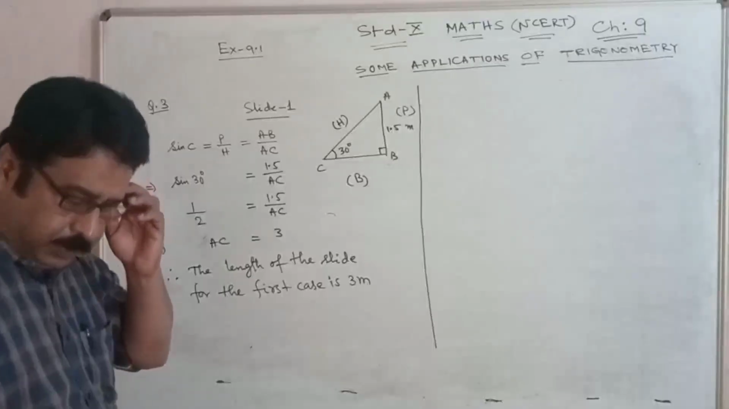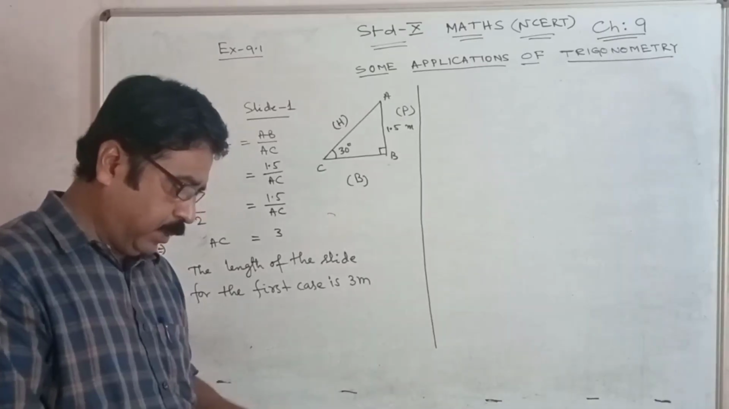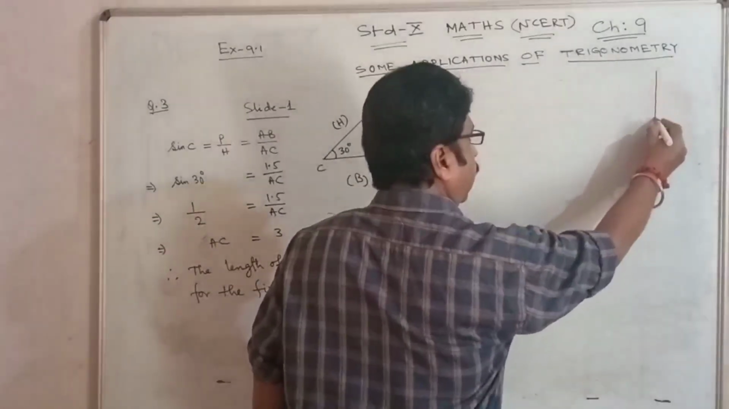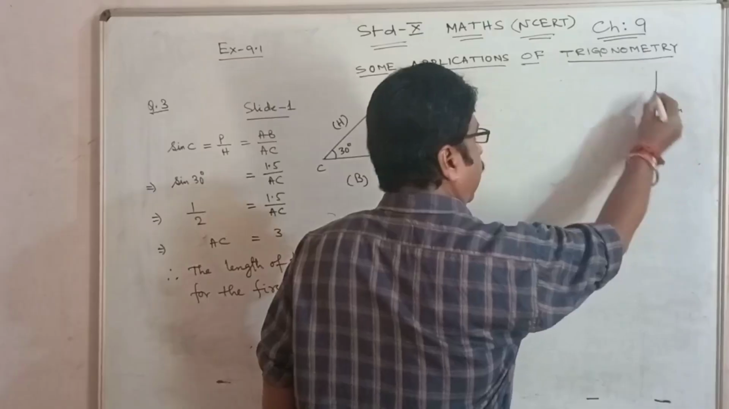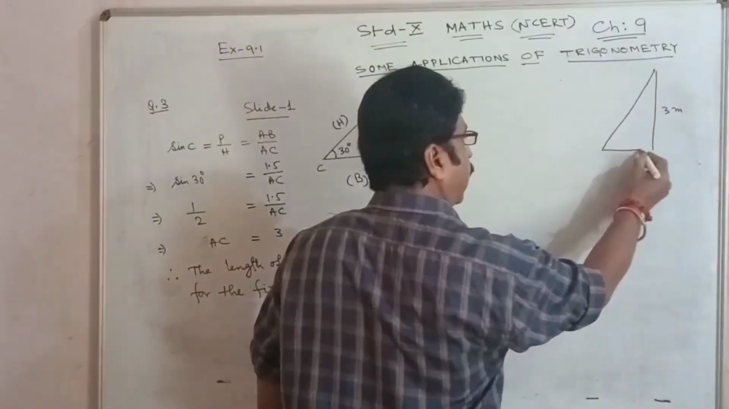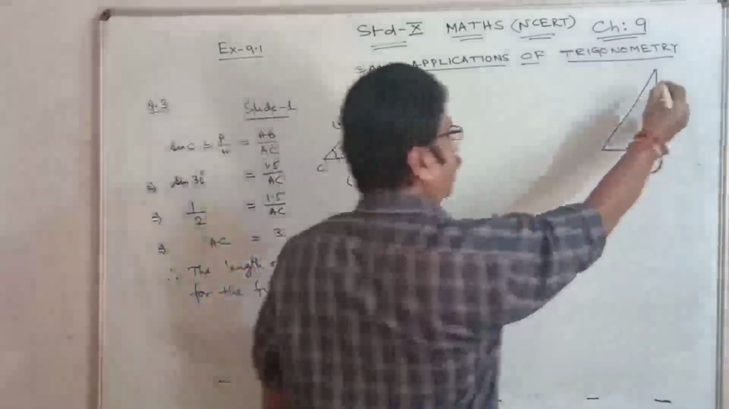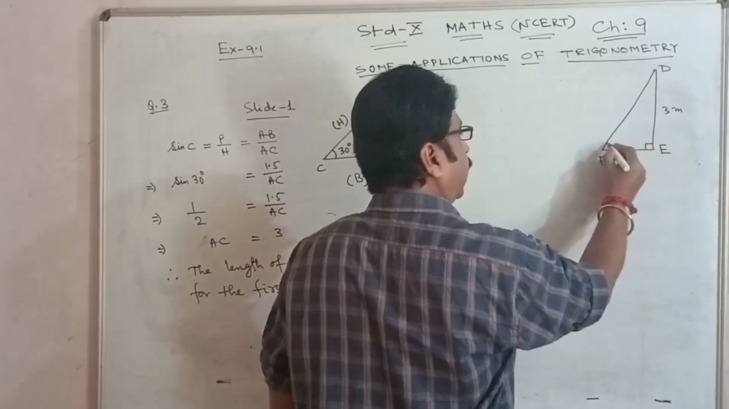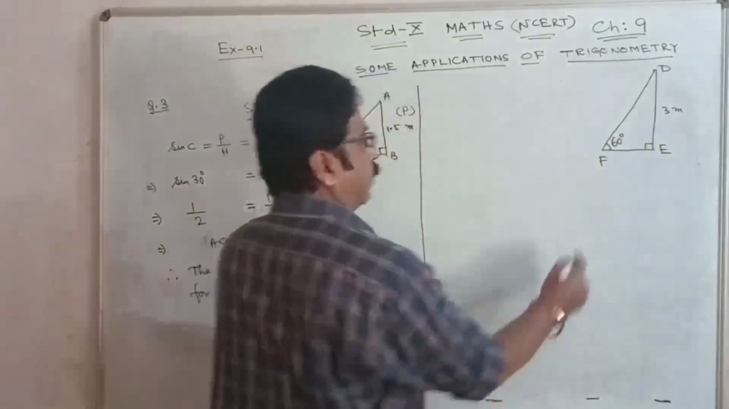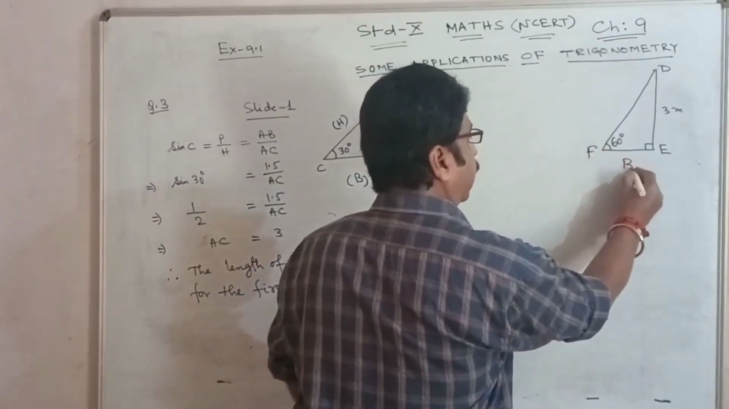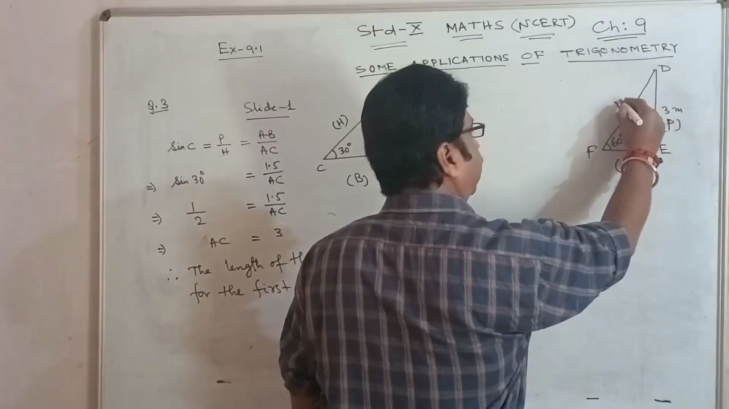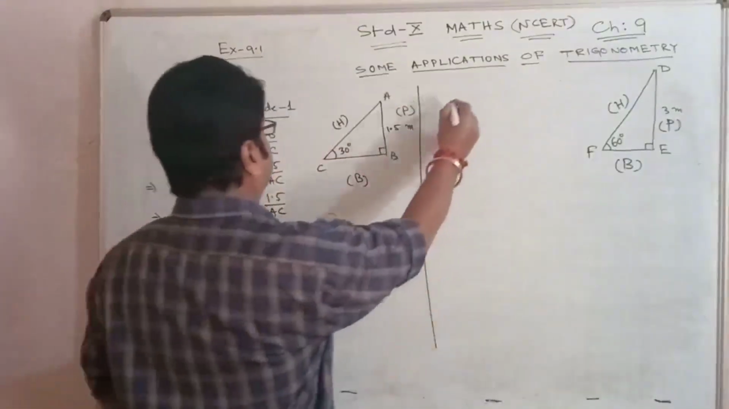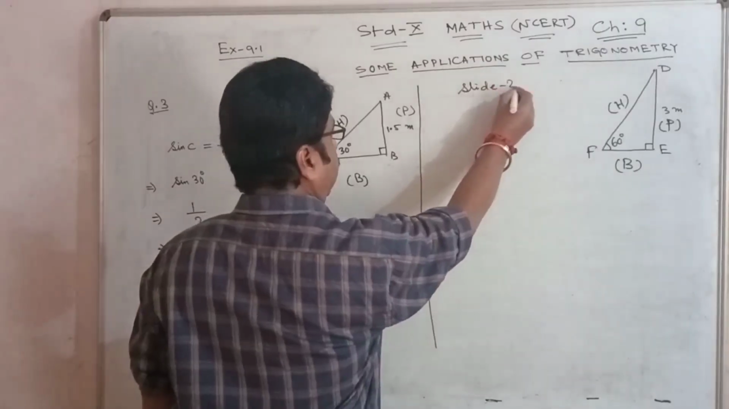Now slide 2. Slide 2, it is given 3 meter and 60 degree. Three meter. Suppose it is D, E, F, 90 degree, it is 60 degree. Base, perpendicular, hypotenuse. DF is the slide 2.